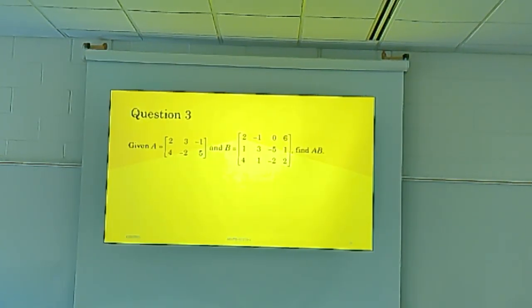Matrix multiplication. What is the size of A? 2, 3. What is the size of B? 3, 4. Is the product AB defined? Yes. What's the size of AB? 3, 3.